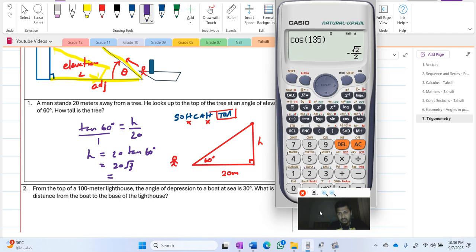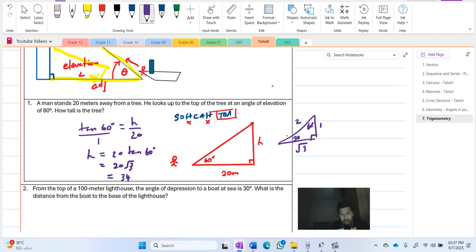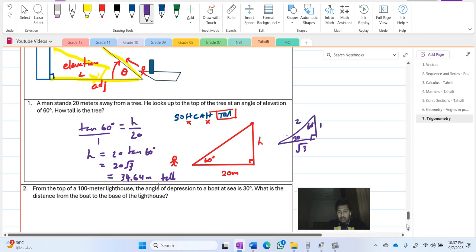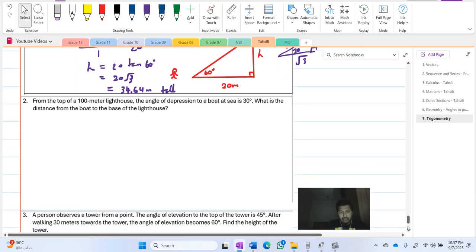Let's type it out. 20 tan 60. When we do 20 tan 60, we're getting 20 root 3, and that is 34.64 meters tall. How tall is the tree? So 34.64 meters. I hope you guys are understanding. This is purely application using right angle triangles. So you just use SOHCAHTOA.